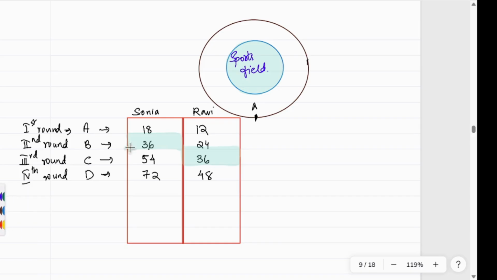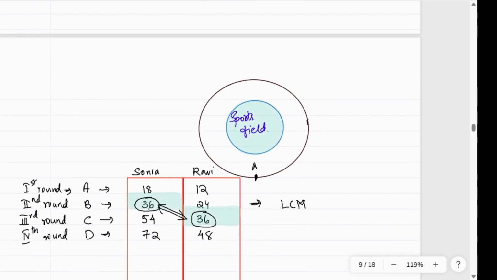Now look here. Sonia takes 36 here, right? When she finishes her second round, she takes 36 minutes. Similarly, Ravi, when he completes his third round and is at position A, takes 36 minutes. So this is the time at which they are both going to meet each other at the same point A. So this means we have to find the LCM, correct? This question we need to solve by using LCM. Okay, so how to solve this one? We have to first find what.